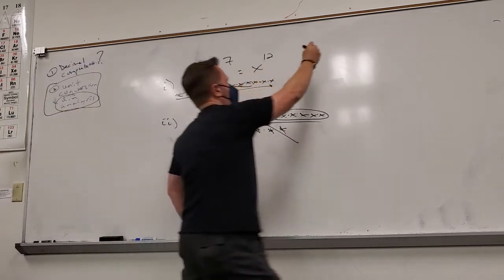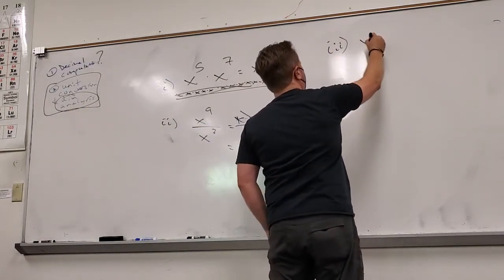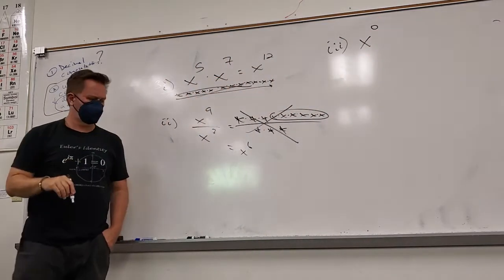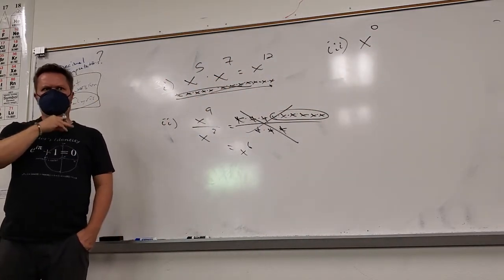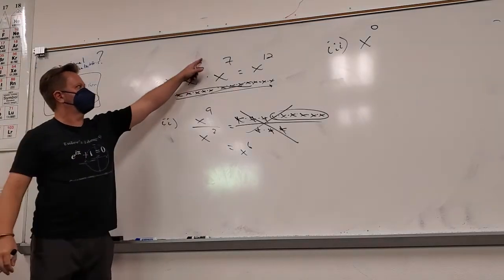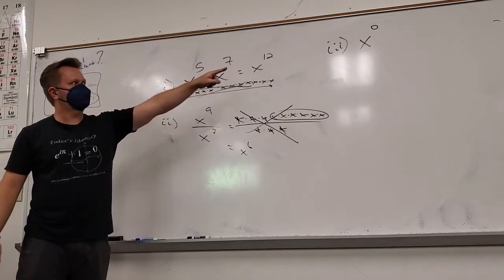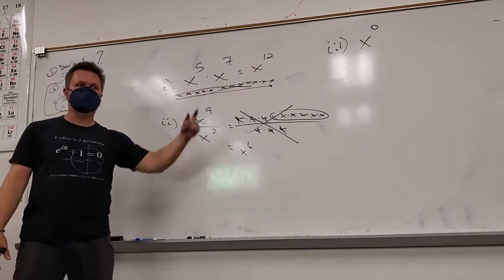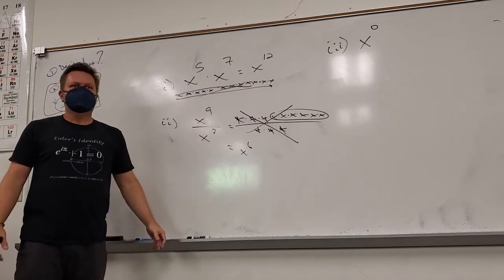So, what about this? What's one way to look at this? How many x's do I have right here? 5. How many x's do I have there? None. So if you write x, you're wrong. It says no x's. What is that?